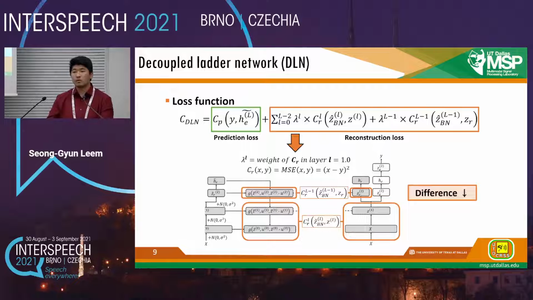For reconstruction loss, we use a mean square error between the decoder and the clean encoder. So by using this, we can allow the decoders to reconstruct the clean representation. We set 1.0 for all of the layers' reconstruction loss to equally weight the reconstruction task during the training.